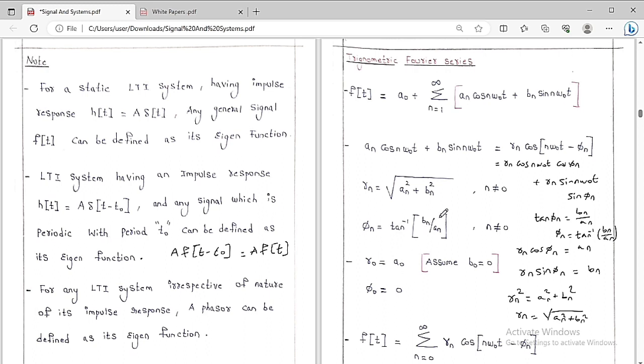Then what is phi naught? In place of n I substitute 0, and B naught is equal to 0. So tan inverse of 0 by anything is 0. So tan inverse of 0 is equal to 0 degree.